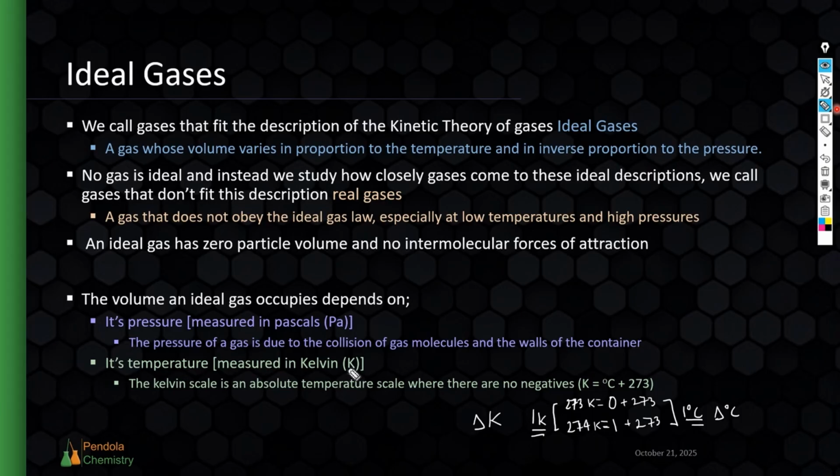Now, we use Kelvin in these equations in the kinetic theory of gases and in the ideal gas laws because it is an absolute scale, meaning the lowest temperature we could ever have is 0 Kelvin. We cannot have a negative Kelvin. That does not exist. And so this keeps the mathematics easier to work with and easier to handle because there are no negative numbers to deal with. Everything is a positive number.